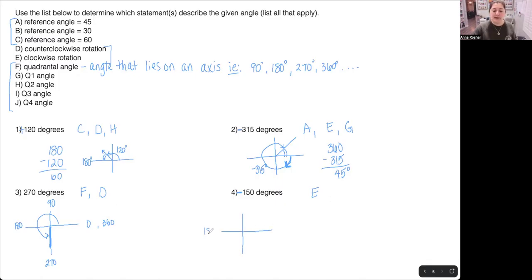I also know that this is going to be 180 degrees. That means my angle is not quite going to reach this 180. So this negative 150-degree angle is going to end up here. That means my reference angle is going to be 180 minus 150, which is 30. So reference angle 30, that's choice B. And I know that this is also in quadrant 3, so I'm going to choose letter I.